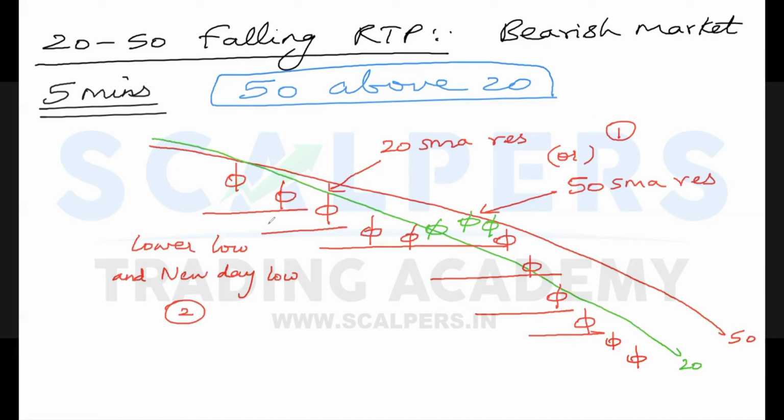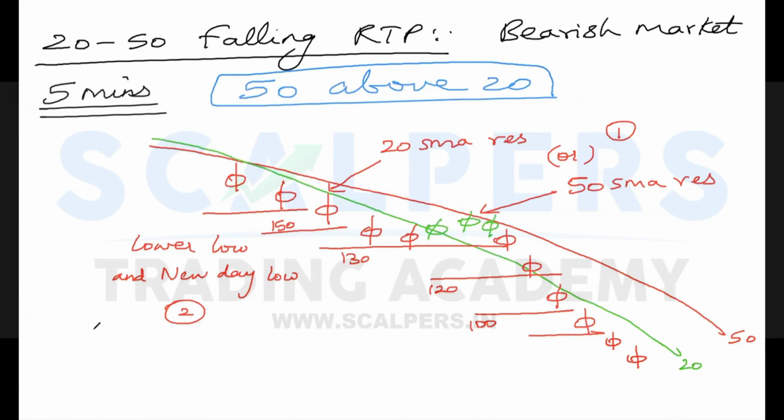At 9:30, the low will be 150 rupees. At 10:30, the low will be 130 rupees. At 11:30, the low will be 120 rupees. Like this, each and every time the low keeps decreasing. Now, what is short? What is long? Long means buying and selling. Short means selling and buying.